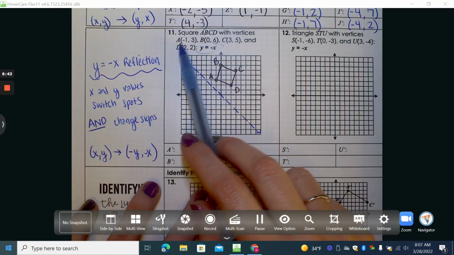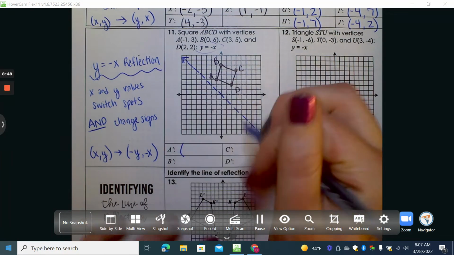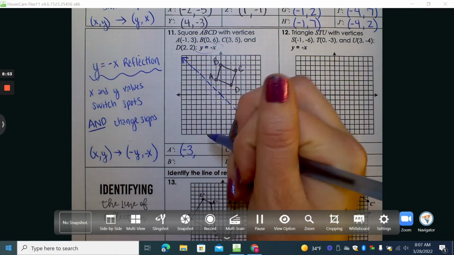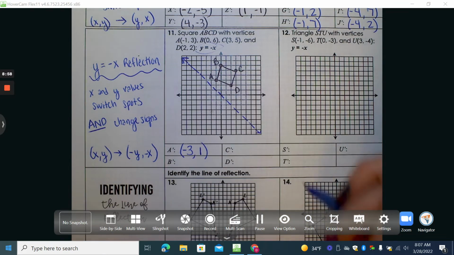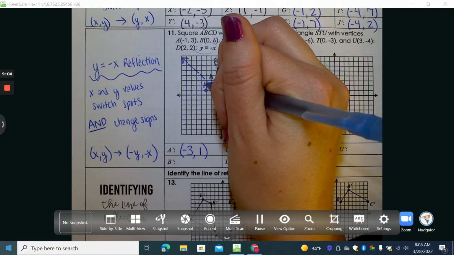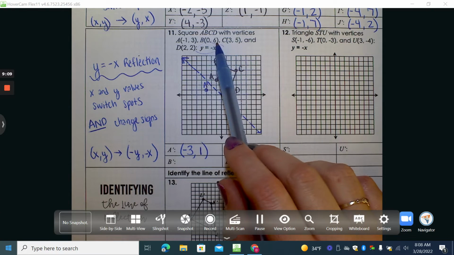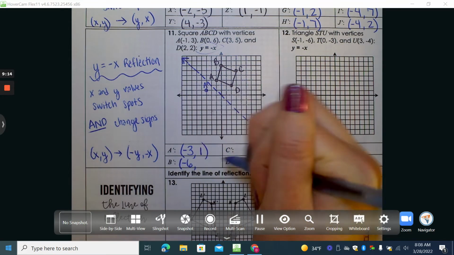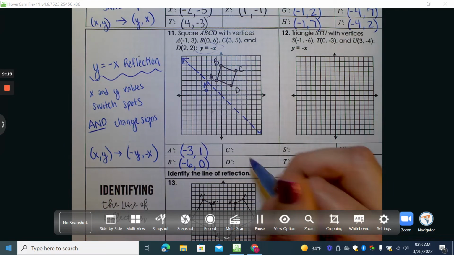So if A is -1, 3, that's going to switch around and become 3, but instead of a +3, I'm now going to write a -3. Instead of a -1, I'm now going to write a +1. So 3, -3, +1. That would give me my A prime. B is 0, 6. They're going to flip-flop. That +6 is going to start my ordered pair and become a -6. And the 0 becomes the y spot. I can't really write -0, so we just leave it as 0.